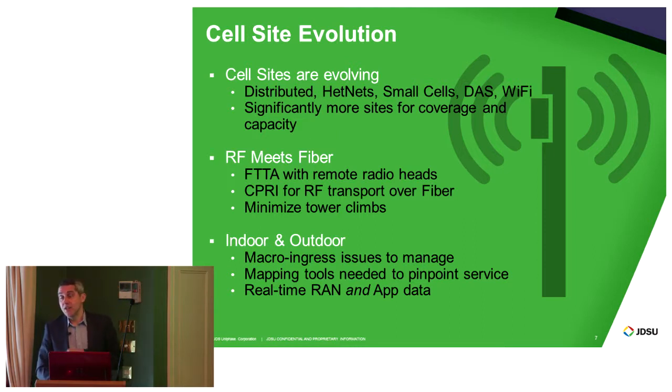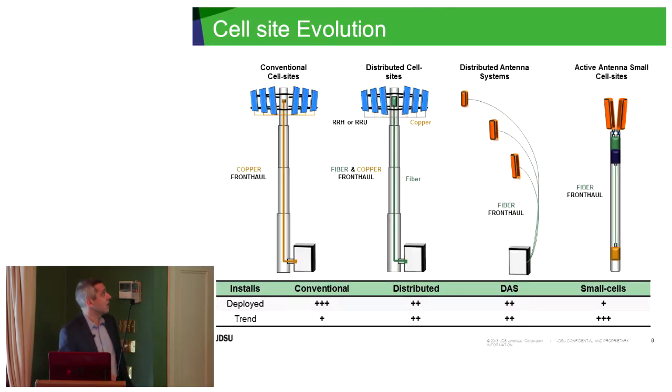Macro ingress with indoor sites is a key issue, where you want people on, for example, the indoor system, not connected to the outdoor system. So how do you manage that? Where do you position cell sites? How do you know your apps and things are going to work just because the RAN's right? Let's not get confused: high power levels don't necessarily deliver a good service. He who shouts loudest doesn't necessarily get what they want. So that's really what's happening in the cell site evolution.